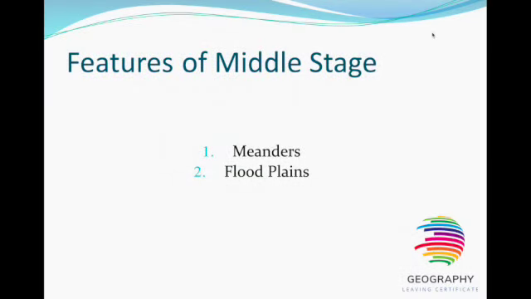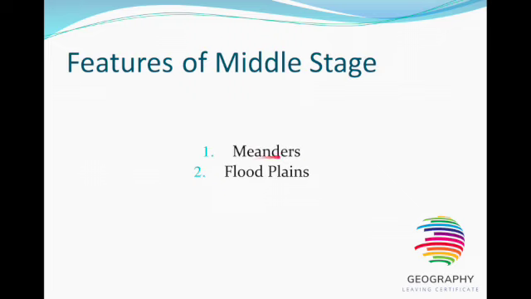In the previous videos, we looked at the features or the processes of erosion, transportation and deposition. We then looked at how the processes of erosion create features of erosion. And in the upper course, we looked at waterfalls, V-shaped valleys and interlocking spurs. Now we're in the middle stage of the river. And in that middle stage, we can find two features here. Our first feature is a meander, and secondly, floodplains.